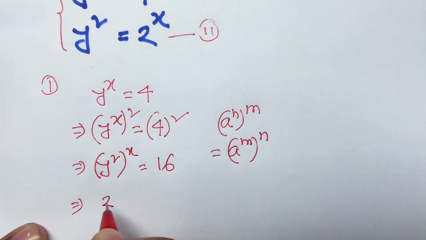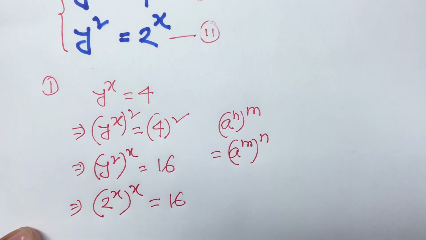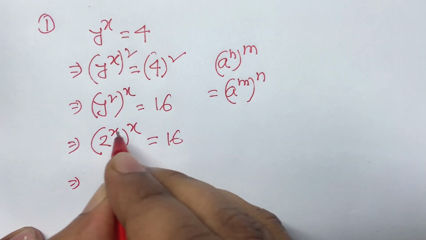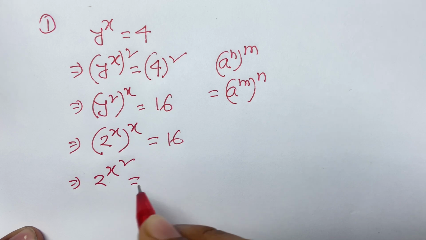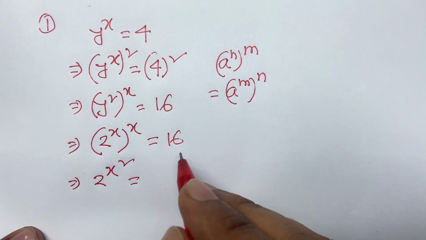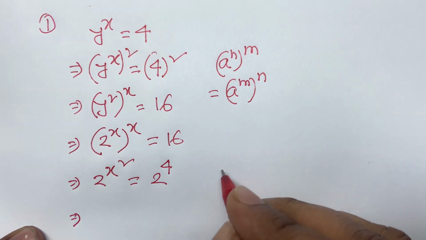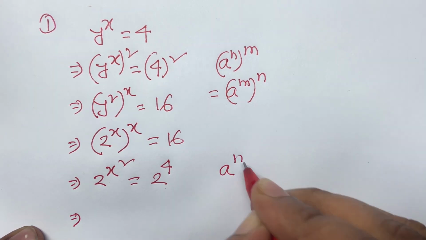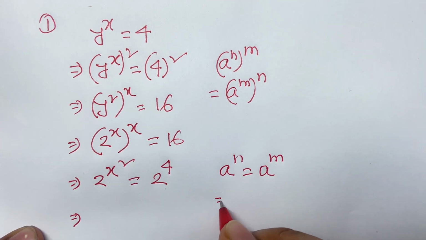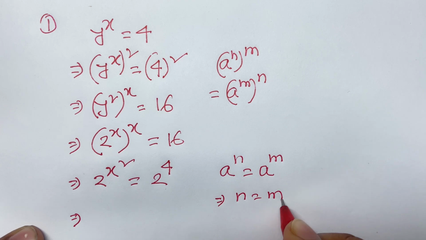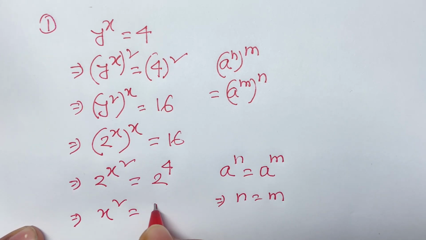Now I put this value in this line. So 2 to the power x, to the power x, equals 16. Here x times x equals x squared. So 2 to the power x squared equals, we know that 2 to the power 4 is equal to 16, so 2 to the power 4. According to exponential rules, if a to the power n equals a to the power m and the base is the same, then n equals m. So here the base is 2, and I can say x squared equals 4.